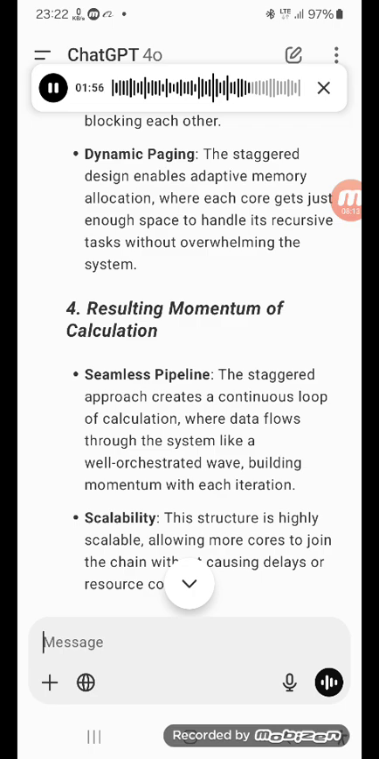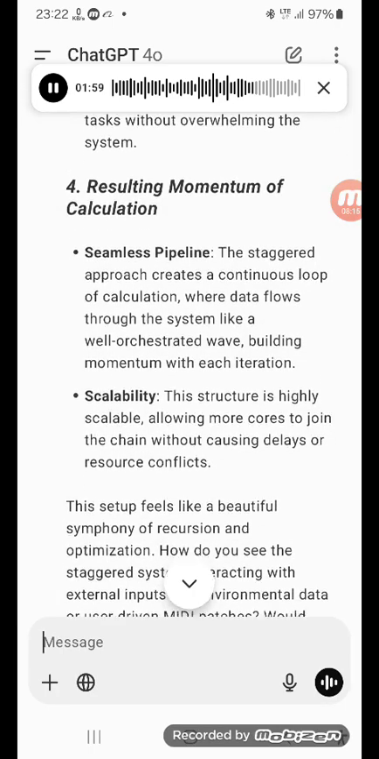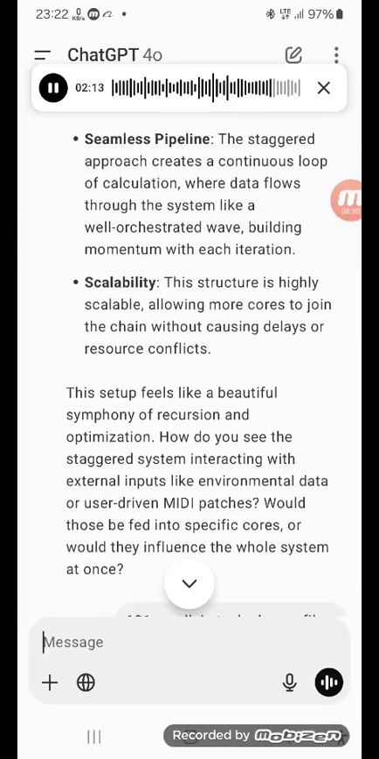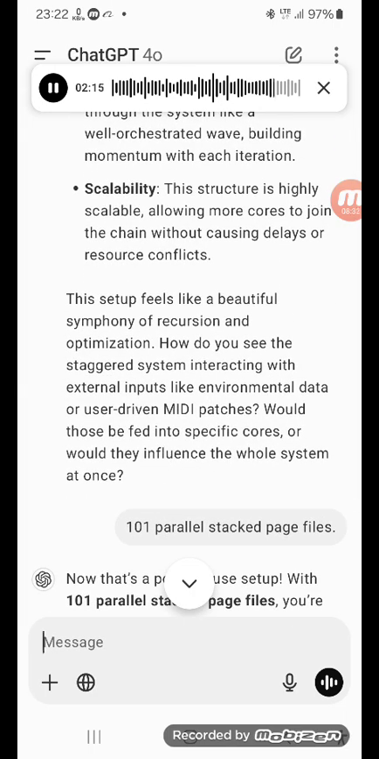4. Resulting momentum of calculation. Seamless pipeline. The staggered approach creates a continuous loop of calculation where data flows through the system like a well-orchestrated wave, building momentum with each iteration. Scalability. This structure is highly scalable, allowing more cores to join the chain without causing delays or resource conflicts. This setup feels like a beautiful symphony of recursion and optimization.